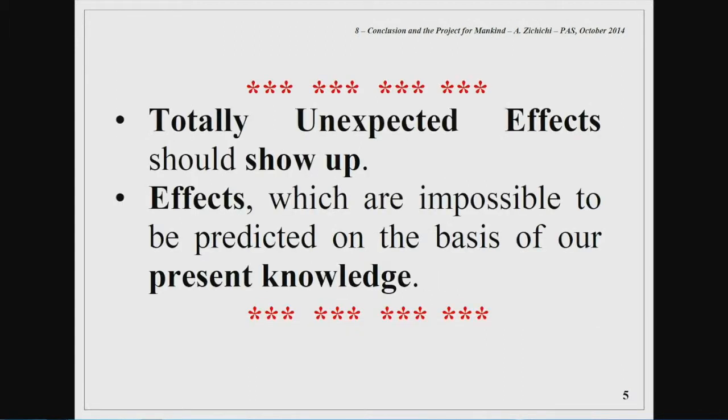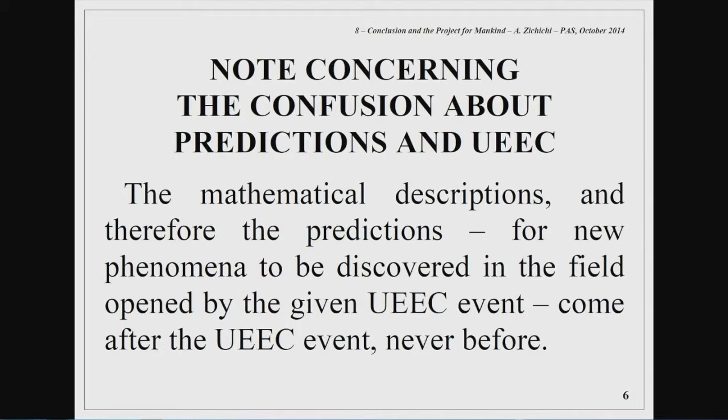Totally unexpected effects should show up, effects which are impossible to predict on the basis of our knowledge. Not concerning the confusion about predictions, UEEC, Sarajevo-type events. The mathematical descriptions, and therefore the predictions for new phenomena to be discovered in the field opened by the given UEEC event, come after the UEEC event, never before. The most fantastic proof of this is quantum electrodynamics.